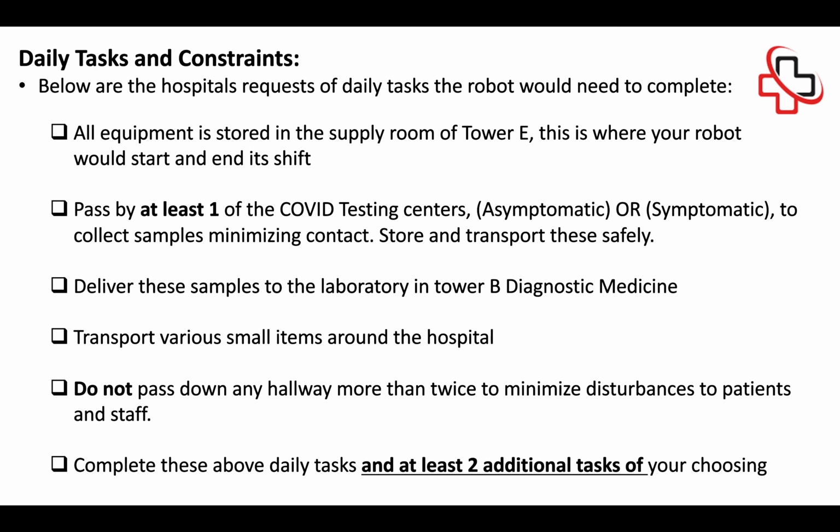We can think of these like design constraints. These are the things that we need to achieve in order to make our client happy. So all of the equipment is stored in the supply room, Tower E. This is where your robot would need to start and end its shift. So that's going to be important later as we plan the direction and the route that our robot takes throughout the hospital. And we'll look at the map a little bit to see where Tower E is.